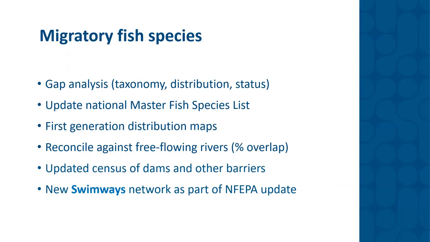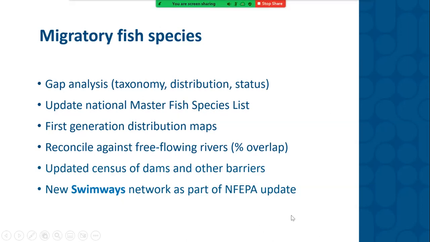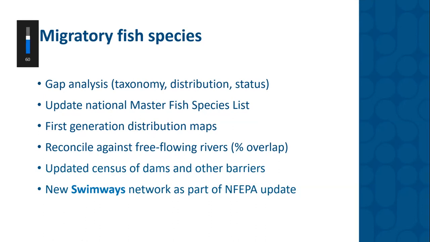So with our free-flowing rivers identified, we've been working on an updated fish master list, which includes identification of our migratory species. We want to focus our attention on accurate mapping of species distribution to generate the best possible data for us to build, perhaps building from our free-flowing rivers, a sister data set that is our migratory species swimways network as part of our update.